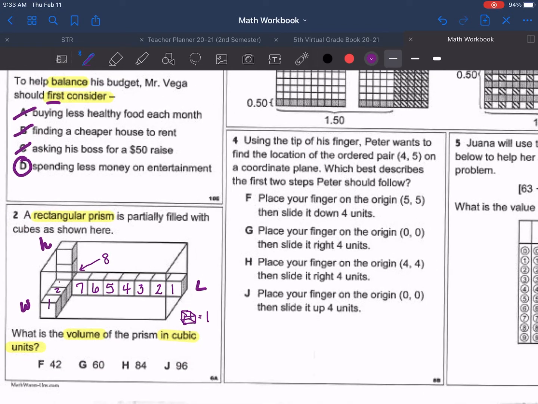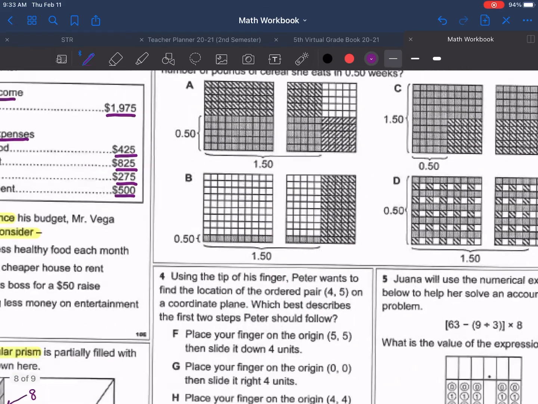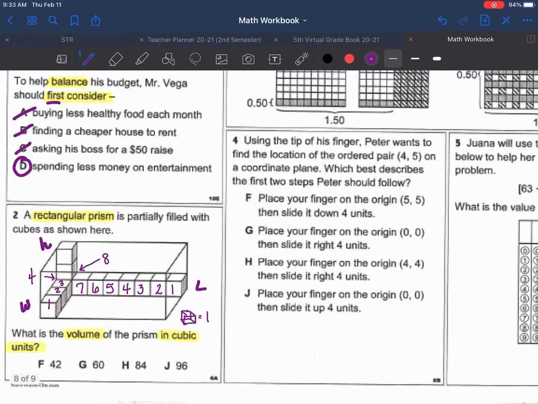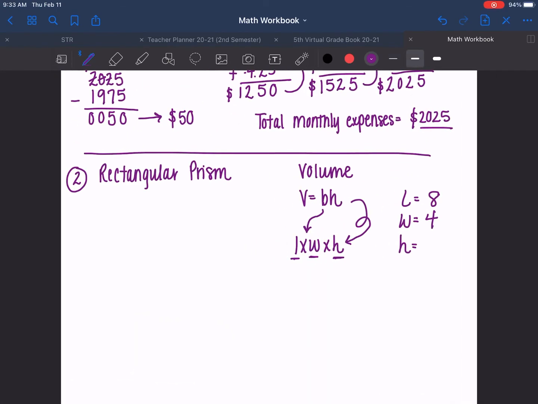Our width. Can't forget the little guy in the corner. Yes, we count him again for width. And then our height. Yes, we have this little friend in the corner who we have to count each and every time. We don't only just count him once. So let's go ahead and fill in our height. Just 3.